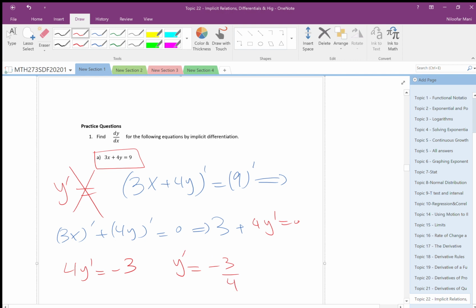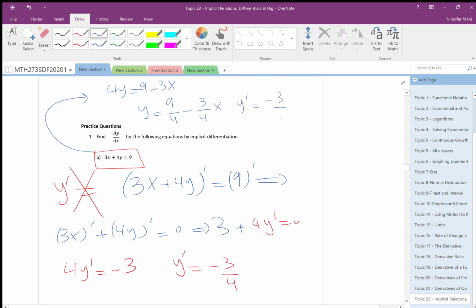Here you are lucky because you can check your work, because you can solve for y. So you can say 4y equals 9 minus 3x. So you have y equals 9 over 4 minus 3 over 4x. You can do y prime equals minus 3 over 4, and you can check, so you can see it's equal. Here you are lucky.